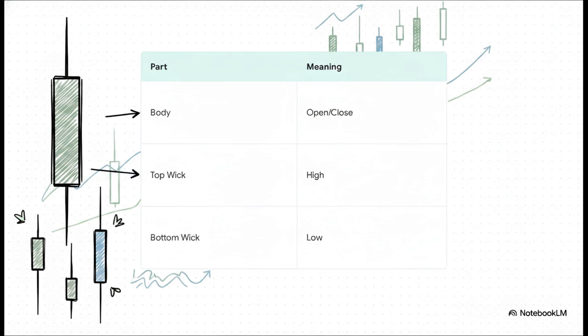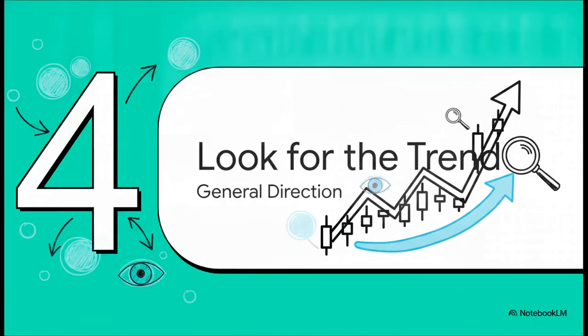The very tip of the top wick shows the absolute highest price the stock touched that day, even if it was just for a split second. And the bottom tip of the bottom wick, that's the absolute lowest price. And here's a quick pro tip. If you see really long wicks, that's a fantastic visual clue showing high volatility, or that the market strongly rejected a certain price level.